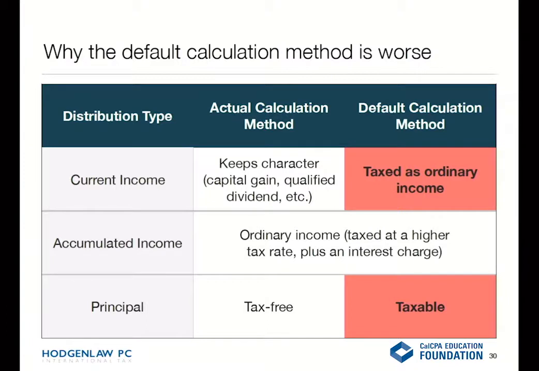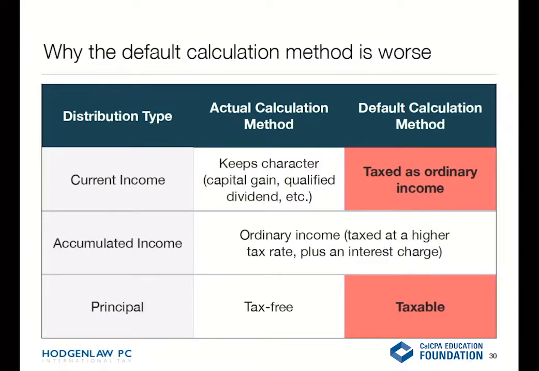And then lastly, this is perhaps the worst part. Under the default calculation method, the trust principal does not come out tax-free. And we'll see why when we look at the math equations that we use. But essentially what happens is the entire distribution is assigned either to, quote, current income, which is pretty much an arbitrary number, or accumulated income. There's no part of the distribution that comes out under the default method as trust principal, even if it is, in fact, principal. So if you're stuck using the default method, the entire distribution is taxable no matter what.